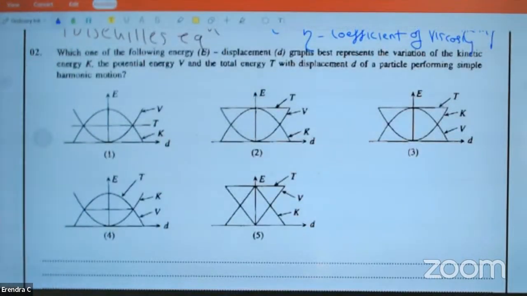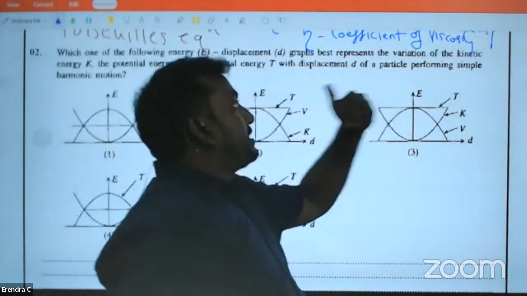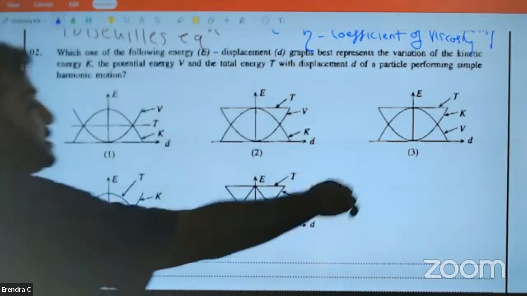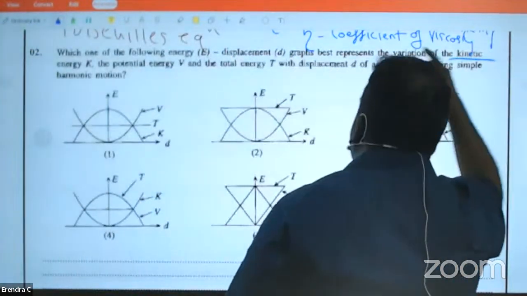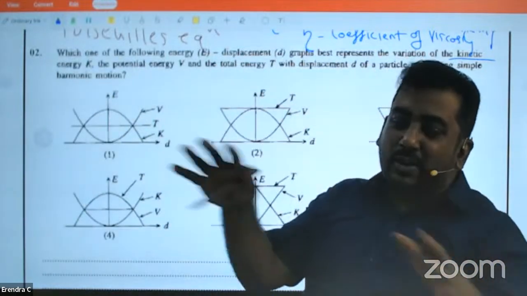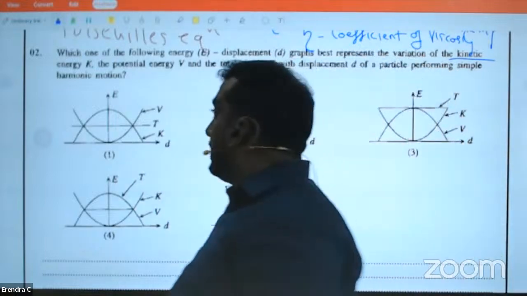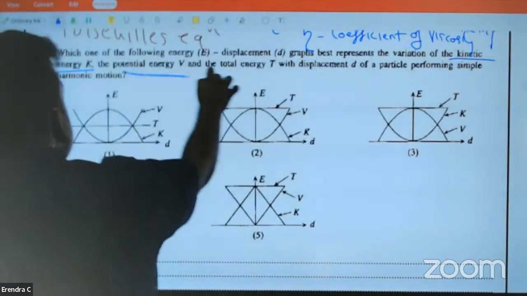Okay. Read. Which of the following energy displacement graphs best fits the variation of kinetic energy? Please underline the keywords, even in your paper when you are doing the exam, because the letters and all seem the same. So underline it and redefine. Okay? Kinetic energy, potential energy, total energy.